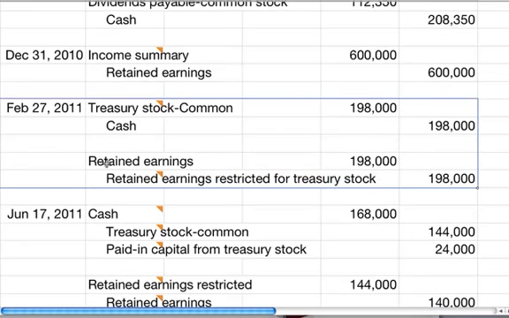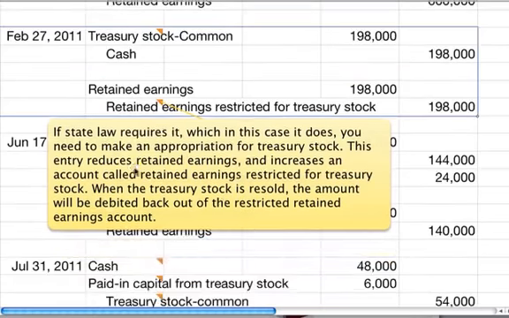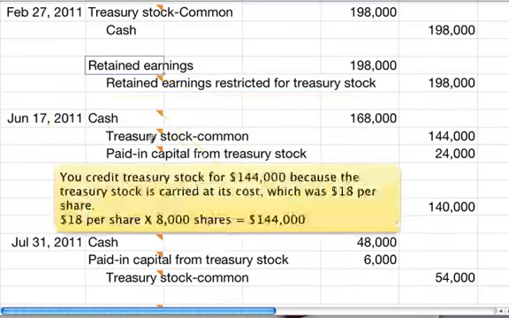Then you have to debit retained earnings and credit the amount to a special account called retained earnings restricted for treasury stock. Now if the state law requires it, which in this case it does, you need to make an appropriation for treasury stock. This entry reduces retained earnings and increases an account called retained earnings restricted for treasury stock. When the treasury stock is resold, then you just reverse those transactions and the amount will be debited back out of restricted retained earnings back into regular retained earnings.